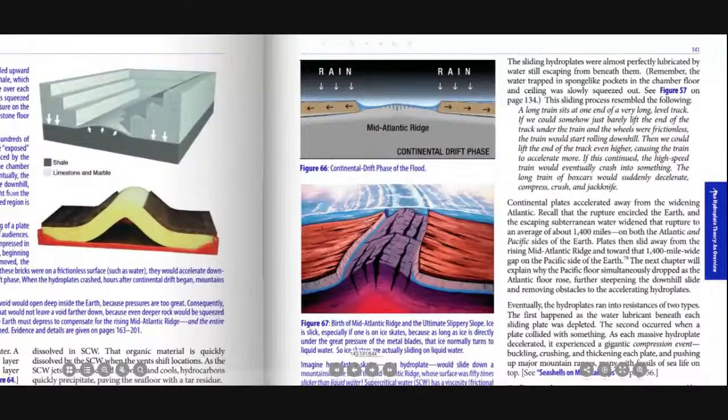Birth of the Mid-Atlantic ridge and the ultimate slippery slope.